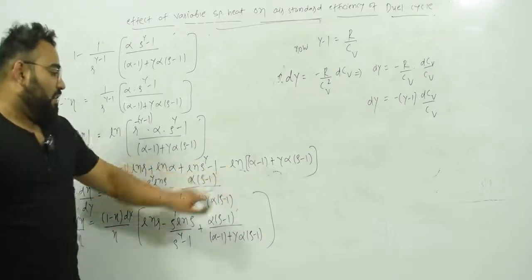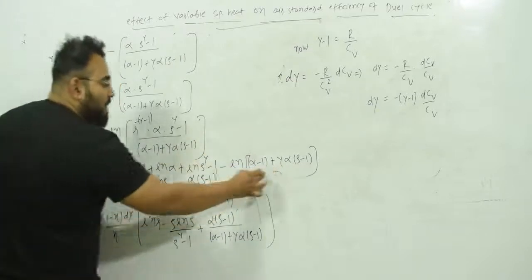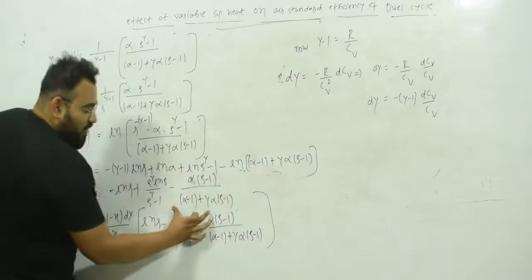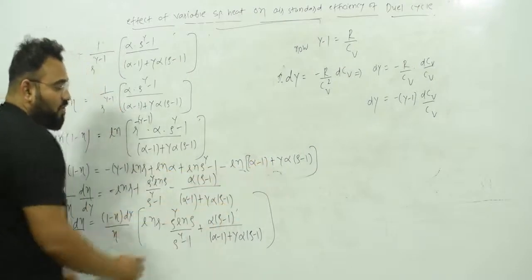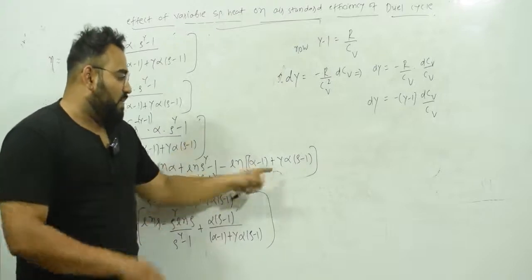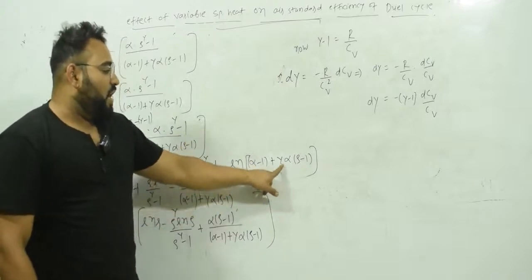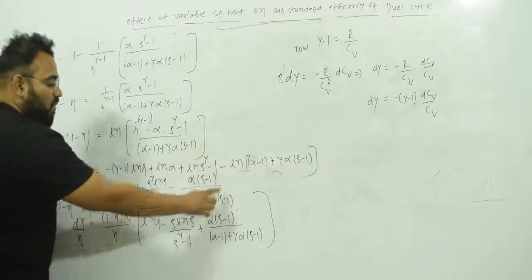Now come over here, so minus ln x gives 1 upon x. With respect to gamma, 1 upon this whole term, so 1 upon alpha minus 1 plus gamma alpha rho minus 1. Now go inside: with respect to gamma, alpha minus 1 is constant, so this will be 0. And with respect to gamma, 1 into alpha rho minus 1, so alpha rho minus 1 over here.